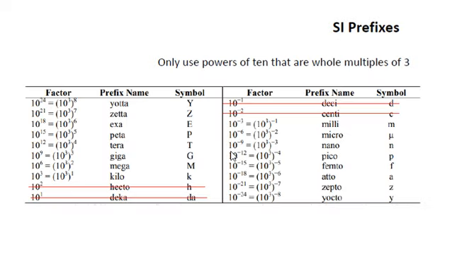Here's another review for your SI prefixes. So we're gonna use the powers of 10 that are whole multiples of 3 for this class, okay. So we will get rid of this 4 from the table. We don't need it for now, because they're not whole multiples of 3.